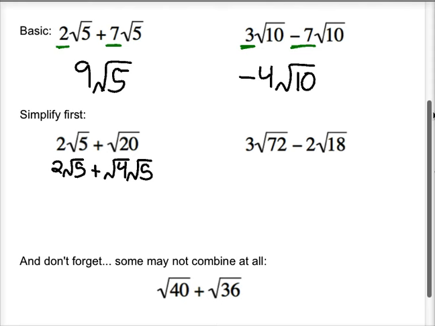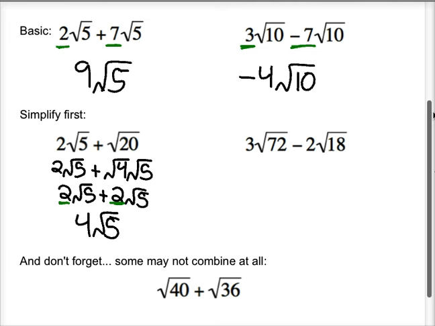The square root of 4, the reason we pulled it out, is just 2. Now that I've done that, now you can see I have the same number inside the radical, both are 5s. So now all I have to do is 2 of them plus 2 more of them is going to give me 4 of them. So 4 square roots of 5.